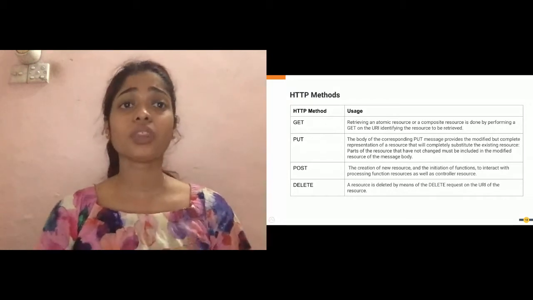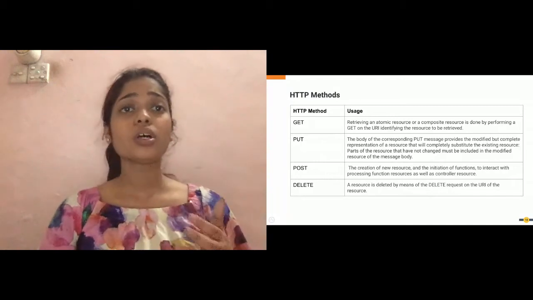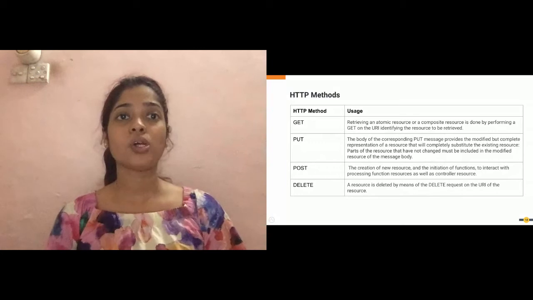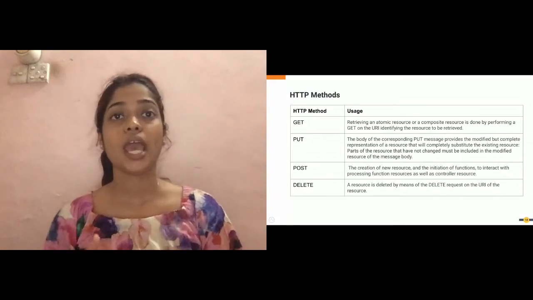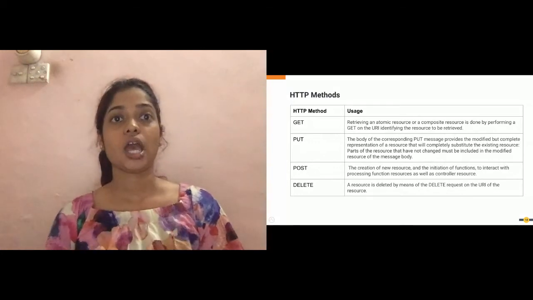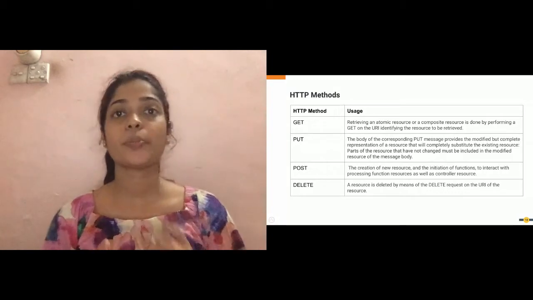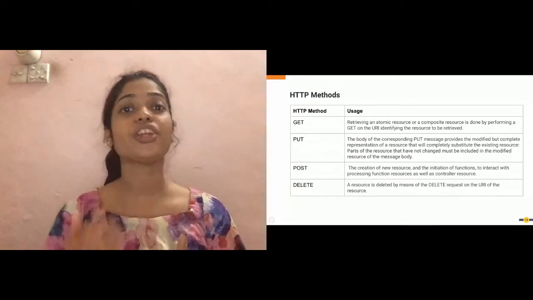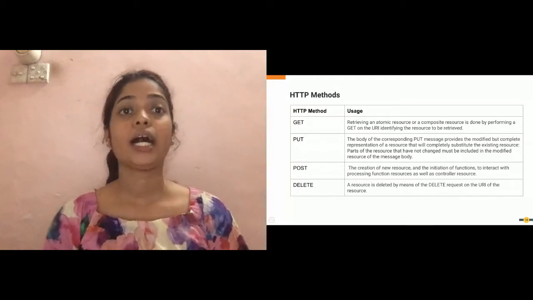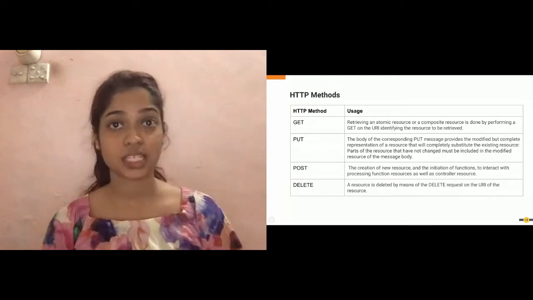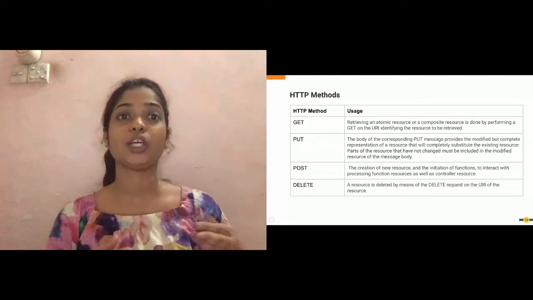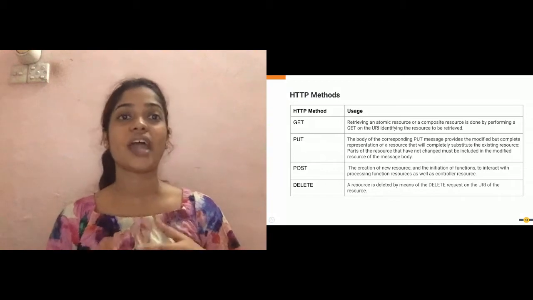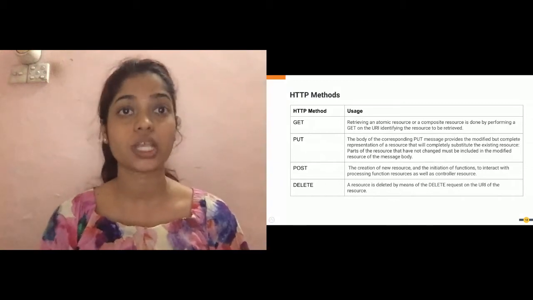If we have a look at post, post is neither safe nor idempotent. The main usage of post is the creation of a new resource and the initiation of functions. In order to create a new resource, a post request is used with the URI of the collection resource to which the new resource should be added. If the post request is processed successfully, the response message will include a location header that will have the newly created URI of the added resource as a value.